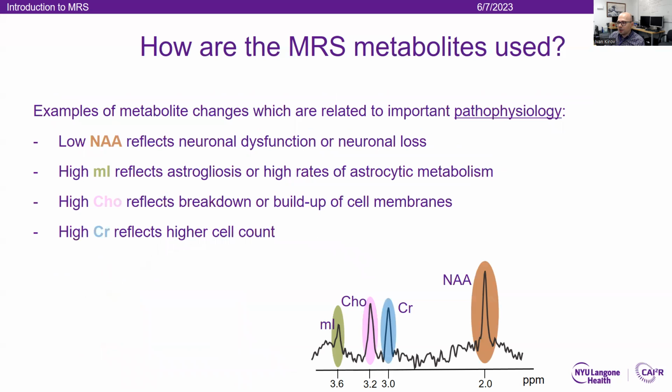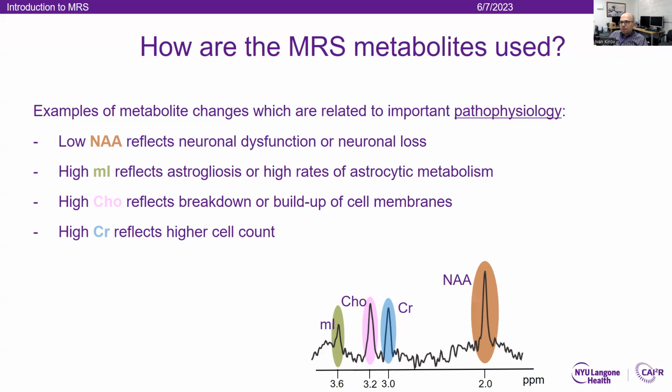And here is a summary of how we use these metabolites. Here, the main examples which are related to important pathophysiology. Low NAA reflects neuronal dysfunction or neuronal loss. It's very important to know if any of the two is happening. High myoinositol may reflect more astrocytes, which is known as astrogliosis, if they're arranged in a certain way, or it can mean high rates of astrocytic metabolism.